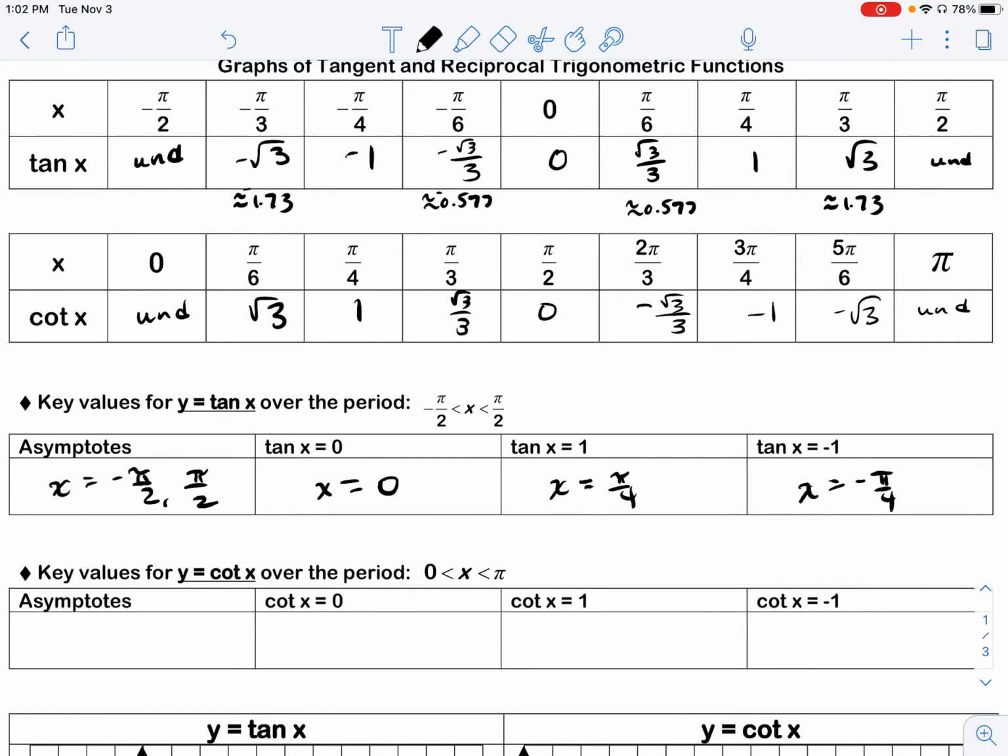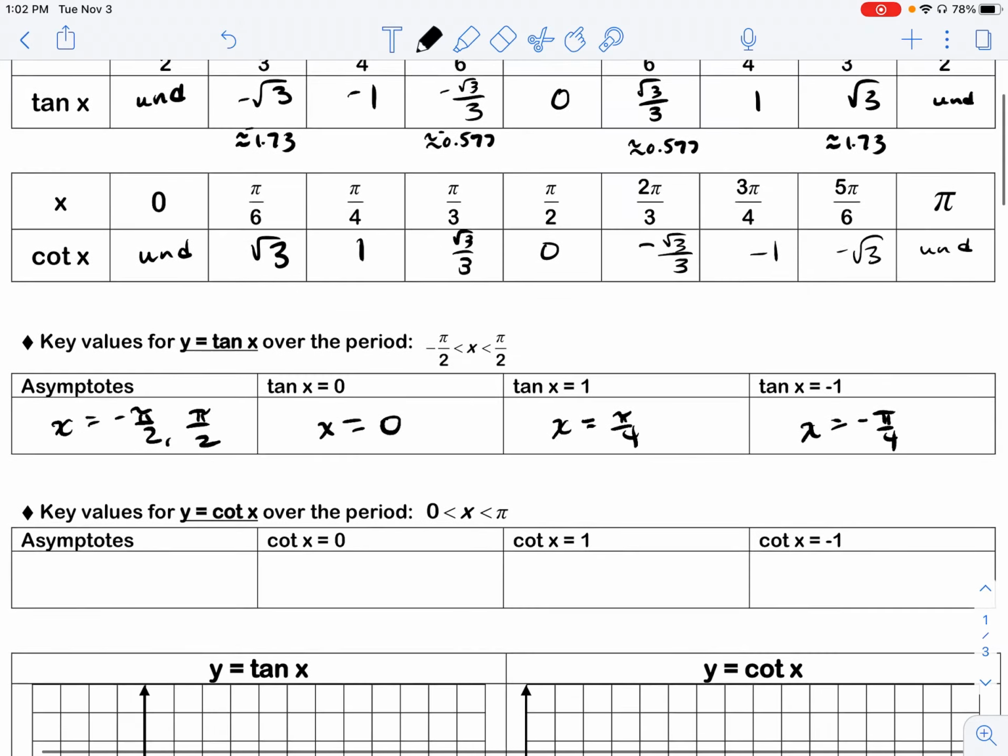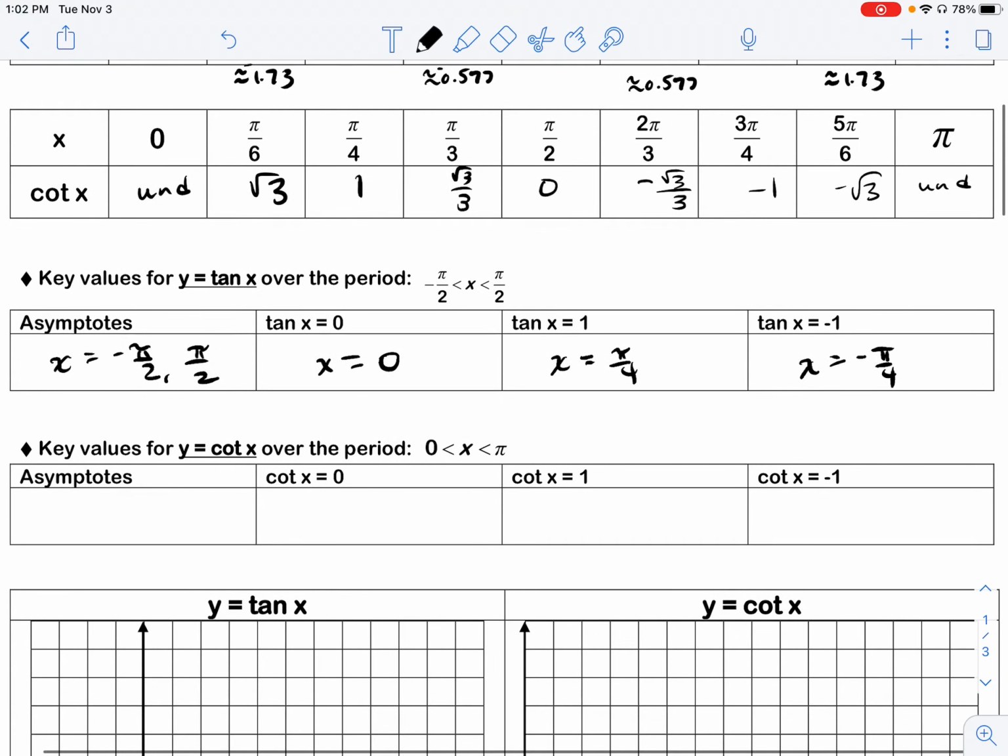What I'm trying to do here is come up with my 5 key values, or my 5 critical values, that I'm going to use when I graph my tangent function. You'll notice that tangent of x being equal to 1 or negative 1 are not maximums or minimums. We'll see graphically what this looks like, but they are values I want to use to help graph. Now let's look at cotangent.